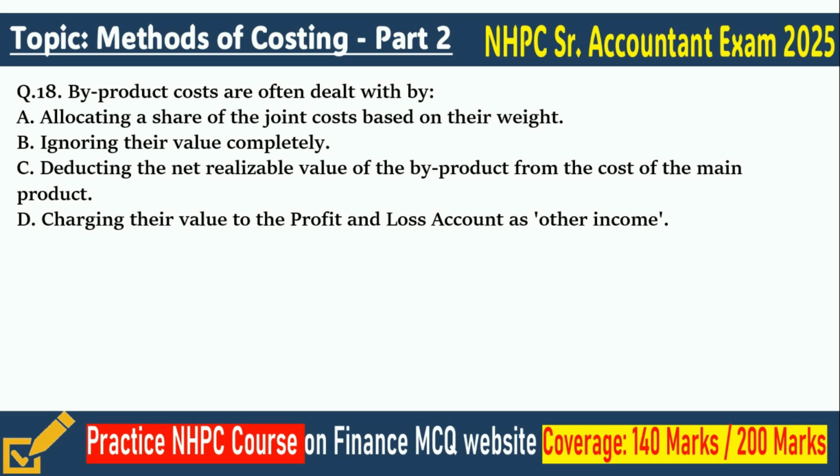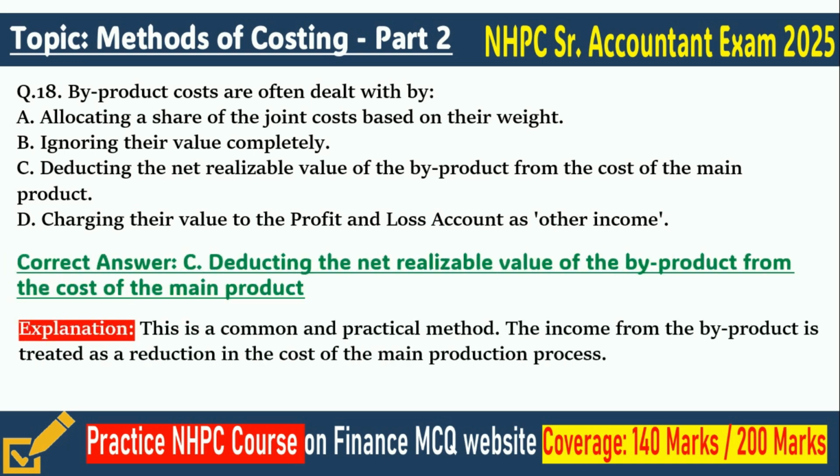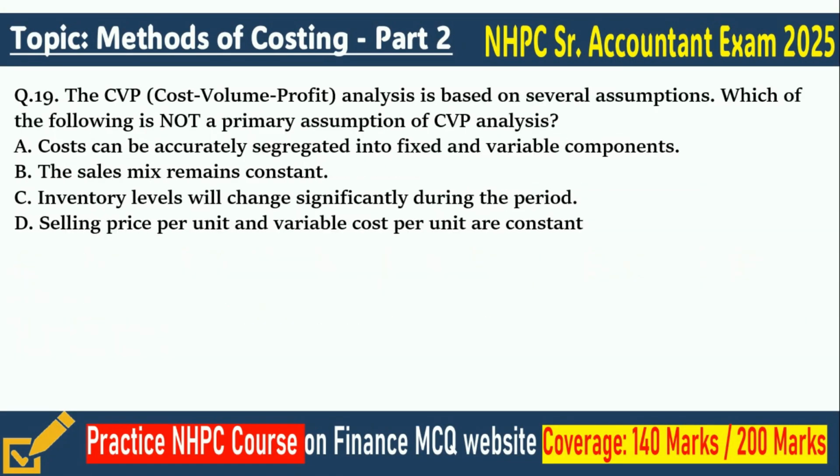Well, the correct answer is option C, which says deducting the net realizable value of the byproduct from the cost of the main product. And this is a common and practical method. The income from the byproduct is treated as a reduction in the cost of the main production process. Moving on, friends, next question.